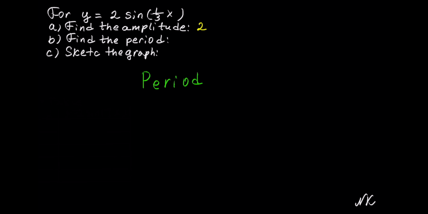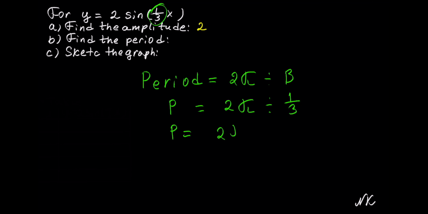The period is always calculated by taking 2 pi and dividing it by the coefficient of x, which is usually represented with b. So period is equal to 2 pi divided by the coefficient b, which is 1/3, so 2 pi divided by 1/3. In order to divide by a fraction, we switch division into multiplication and flip the second fraction, so we get 3 out of 1. So period is equal to 2 times 3, 6 pi.